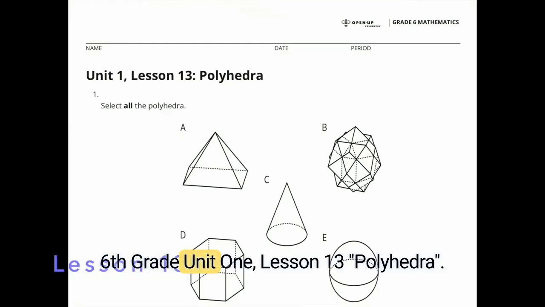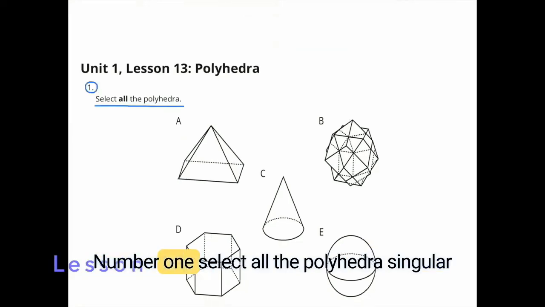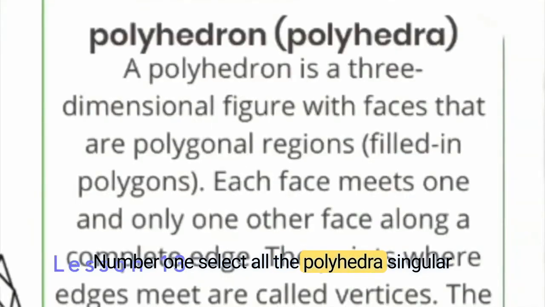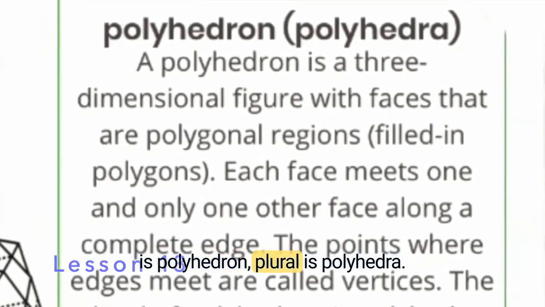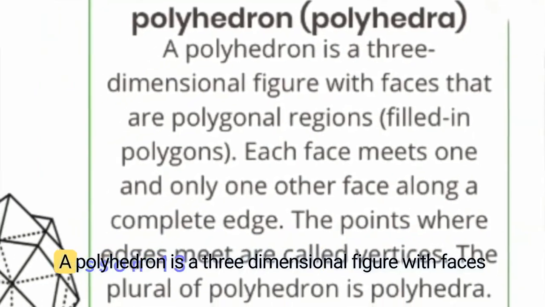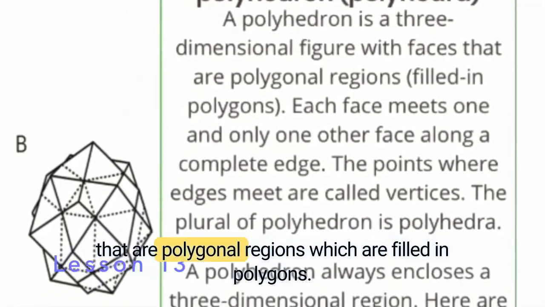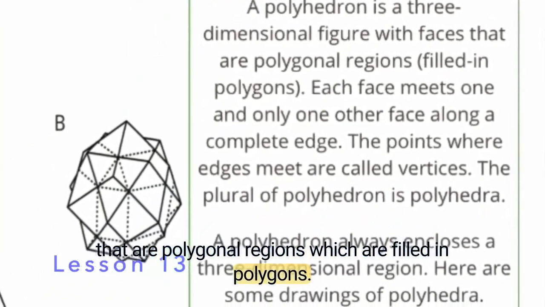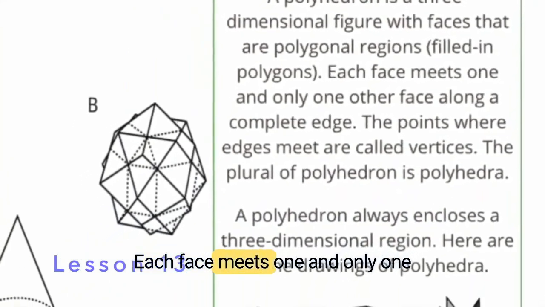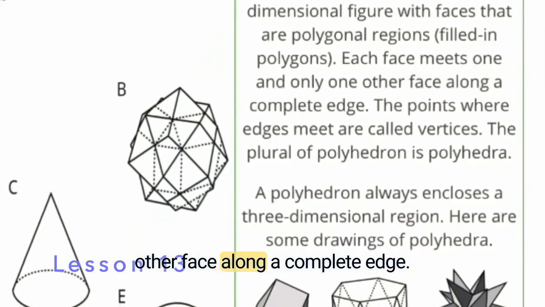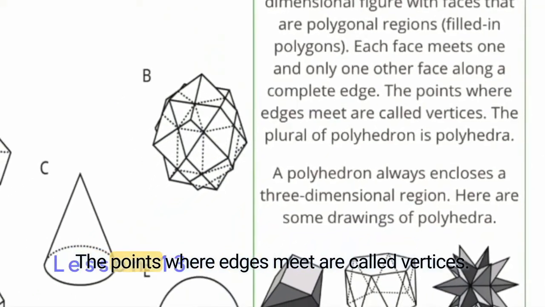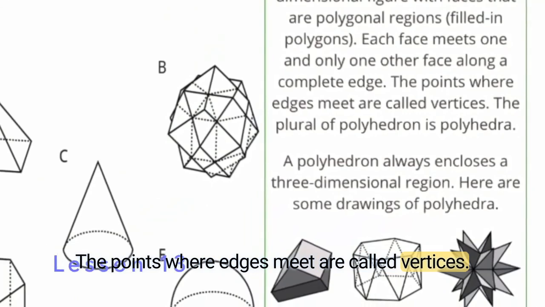6th grade, Unit 1, Lesson 13, Polyhedra. Number 1. Select all the polyhedra. Singular is polyhedron, plural is polyhedra. A polyhedron is a three-dimensional figure with faces that are polygonal regions, which are filled in polygons. Each face meets one and only one other face along a complete edge. The points where edges meet are called vertices.